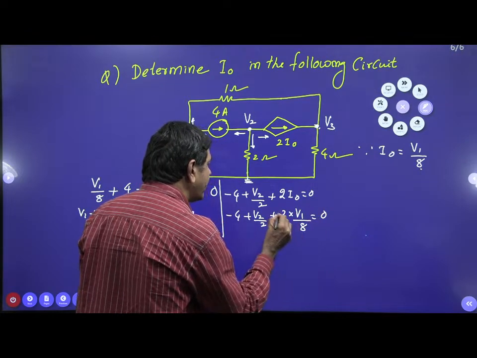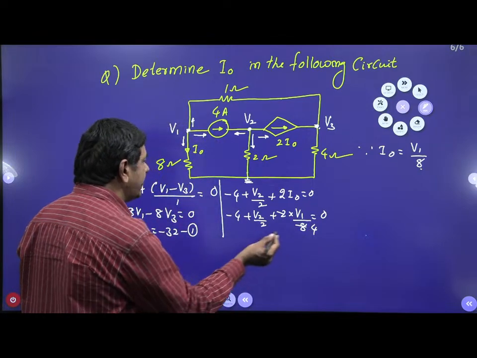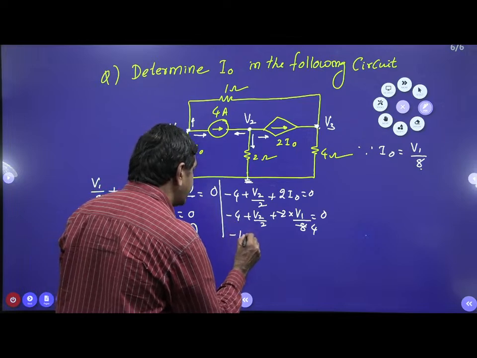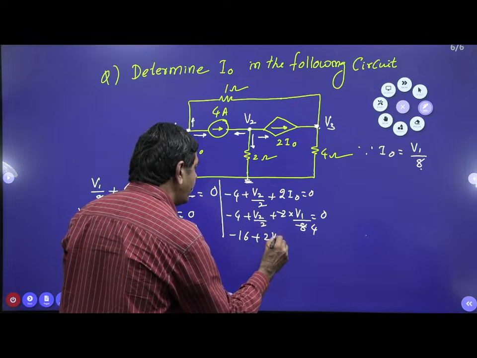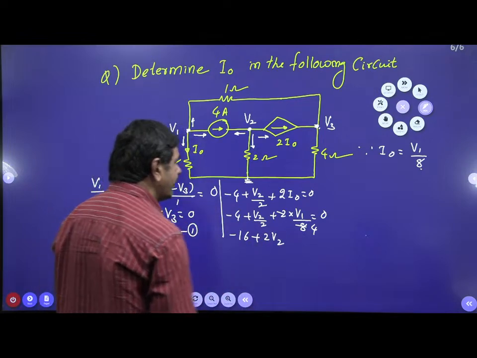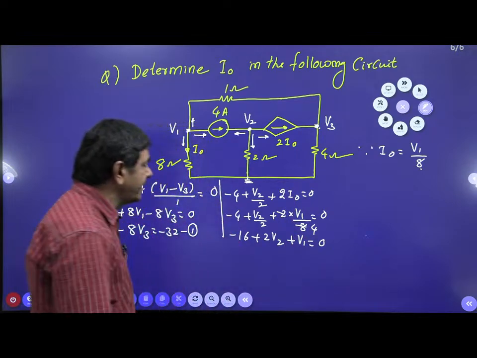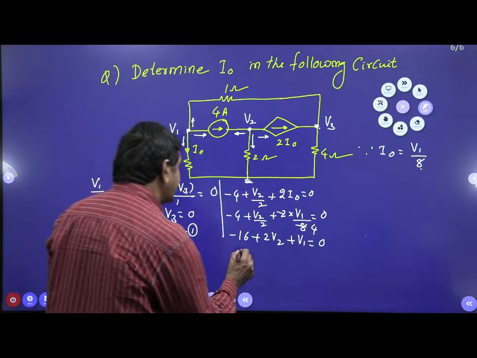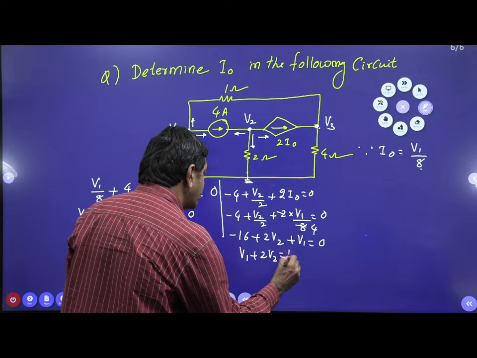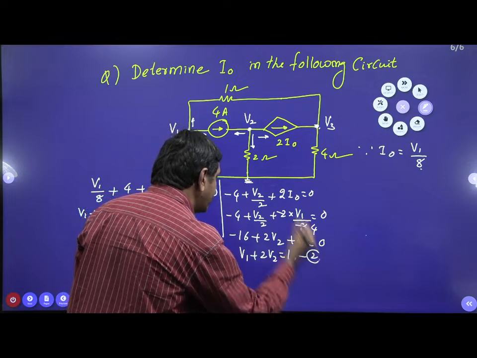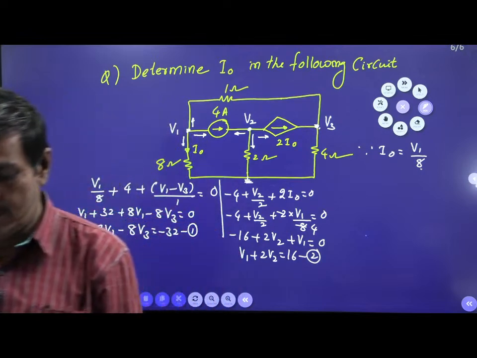That equals 0. If we take the LCM, 4 into 4, 16, 2 into 2, 4, we get 2V2 plus V1 equals 0. Finally, the equation I am getting here is V1 plus 2V2 equals 16. This is equation number 2, which I got by using the second node.